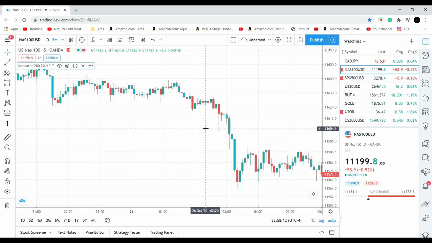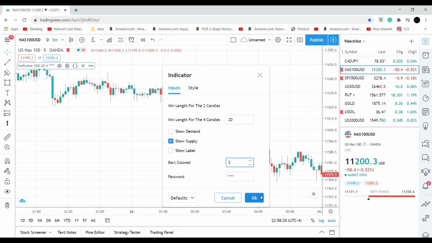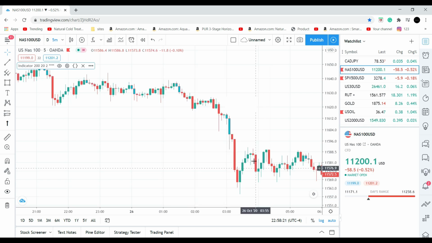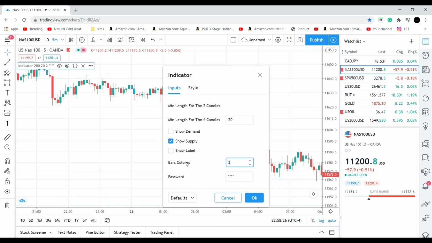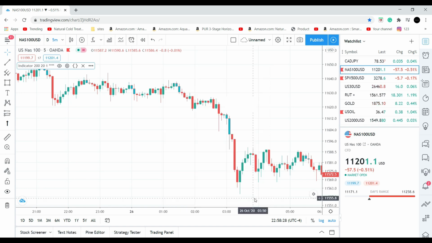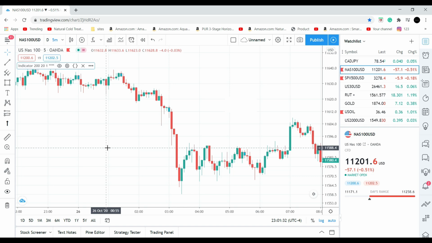Wow, that's a major drop. Now we can turn it down and only do 2. So we have 2 right here. Or we just go to 1 and say, you know what, I just need 1. Another cool thing we can do is label the supply and demand.